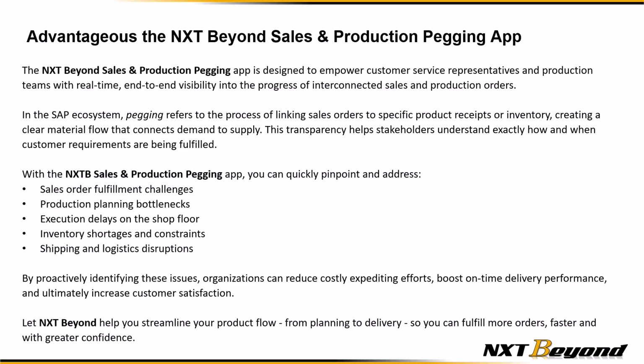With the Next Beyond Sales and Production Pegging app, you can quickly pinpoint and address sales order fulfillment challenges, production planning bottlenecks, execution delays on the shop floor, inventory shortages and constraints, and shipping and logistics disruptions. By proactively identifying these issues, organizations can reduce costly, expedited efforts, boost on-time delivery performance, and ultimately increase customer satisfaction.